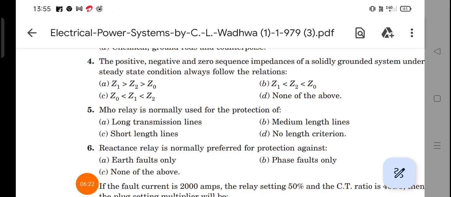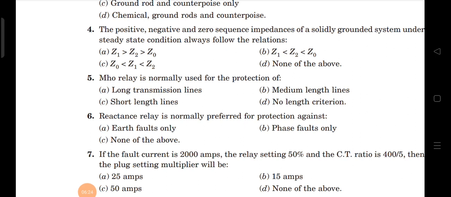Okay, next, sixth question. Reactance relay is normally preferred for the protection against? Reactance relay is always used for the protection of earth faults. Sorry, that means earth fault protection.